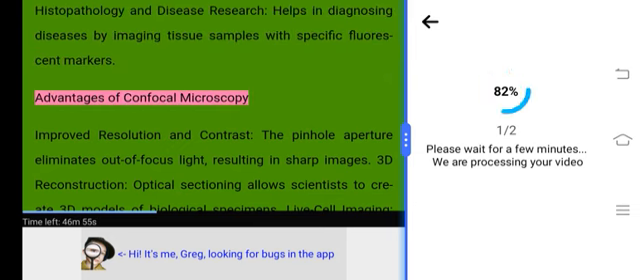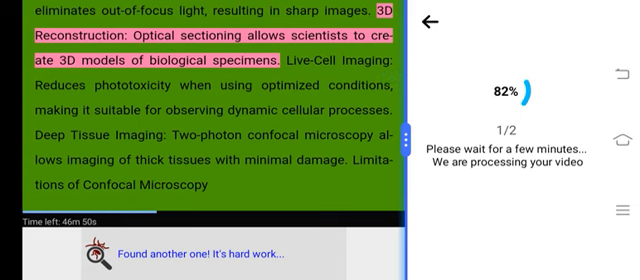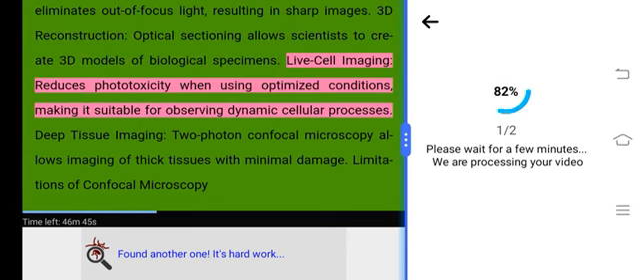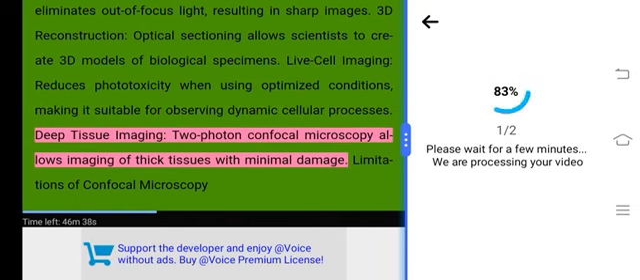Advantages of confocal microscopy. Improved resolution and contrast. The pinhole aperture eliminates out-of-focus light, resulting in sharp images. 3D reconstruction. Optical sectioning allows scientists to create 3D models of biological specimens. Live cell imaging. Reduces phototoxicity when using optimized conditions, making it suitable for observing dynamic cellular processes. Deep tissue imaging. 2-photon confocal microscopy allows imaging of thick tissues with minimal damage.